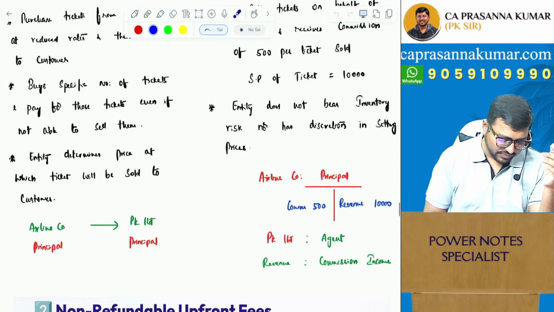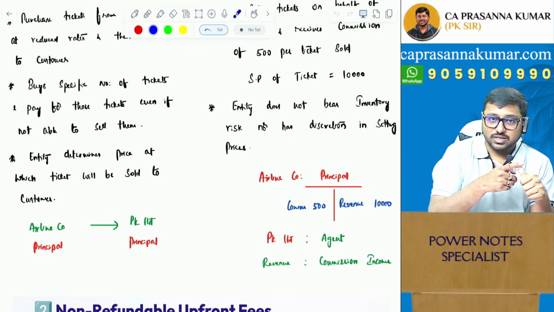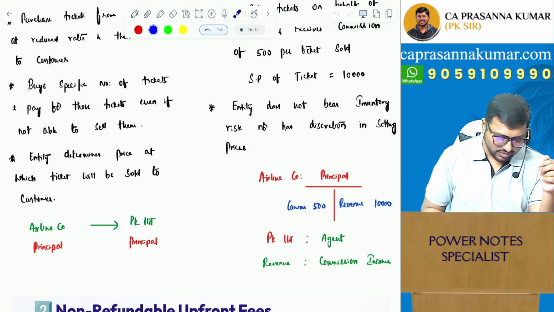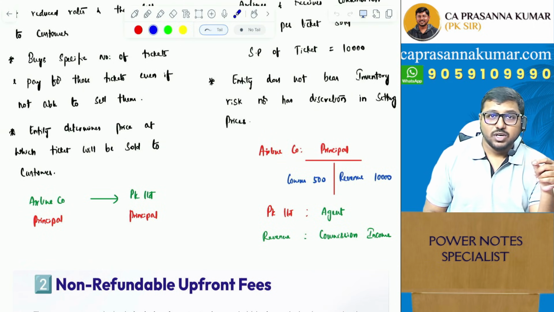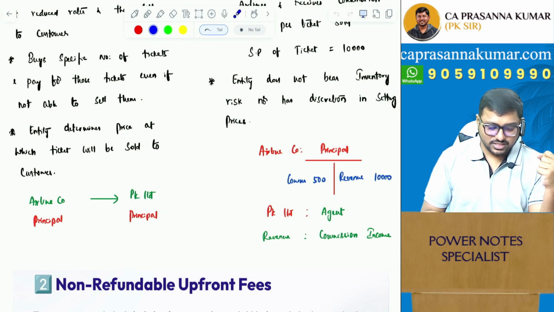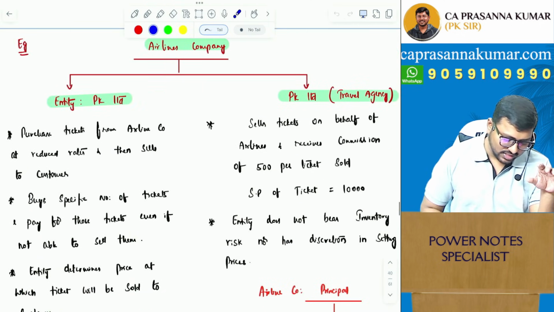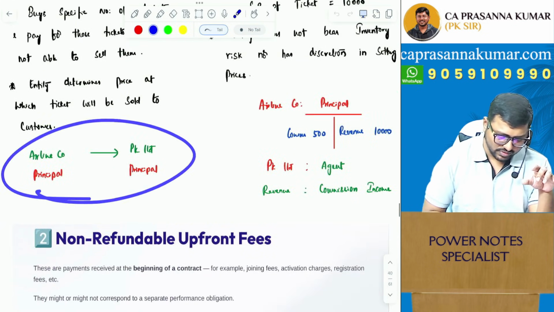You got the point? So buy a specific number of tickets, which means you have inventory risk. Suppose tickets go unsold, in that case you need to bear the risk. It pays for those tickets even if not able to sell them. That's what we call inventory risk. The entity determines the price at which the ticket will be sold to the customer, which means you have independence. This travel agency in this scenario has got independence. Thereby, in this case, the relationship between the airline and the travel agency PK Limited is a principal relationship. That's what we have written here.